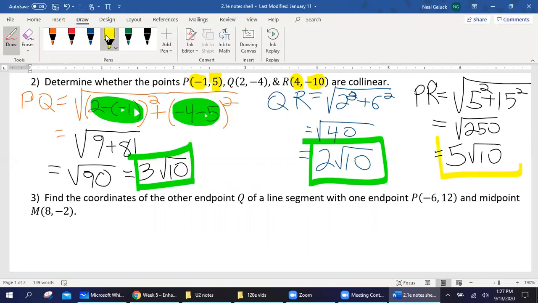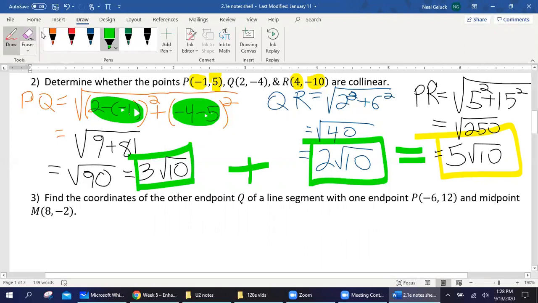So ask yourself, does 3 root 10s plus 2 root 10s equal 5 root 10s? It does. So are these points collinear? Yes, they are. They're in a straight line. That is by far the toughest problem on this section.